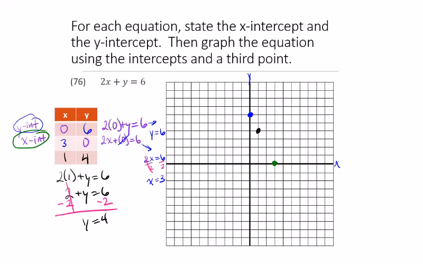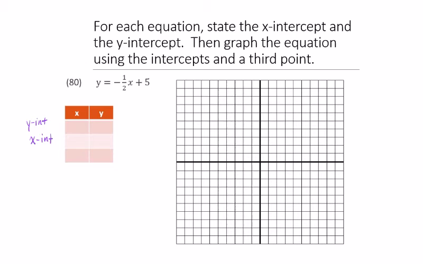Now we can graph our line. Hopefully you have a straight edge, so you can be a little more accurate than me. It looks something like that. All right, so that's how it's done.